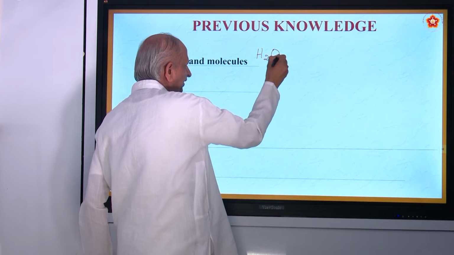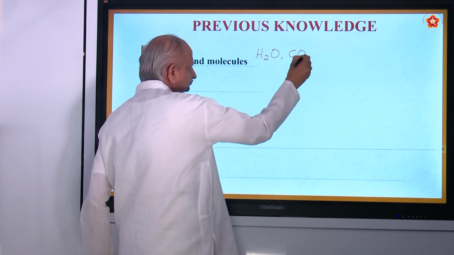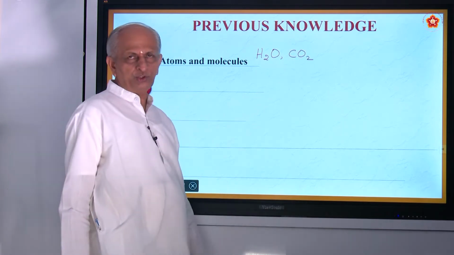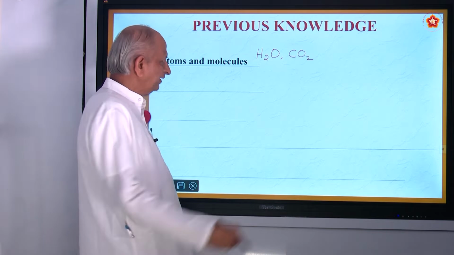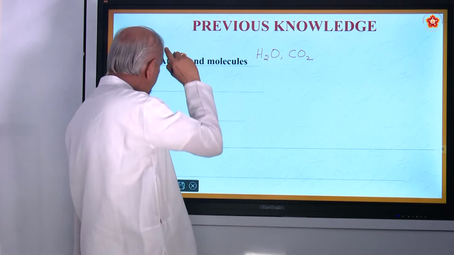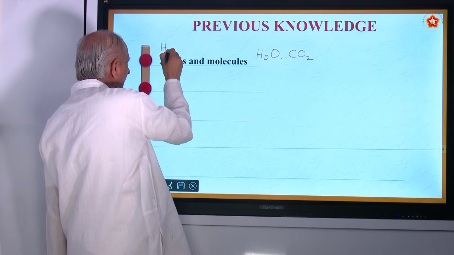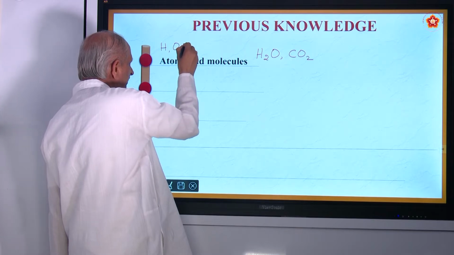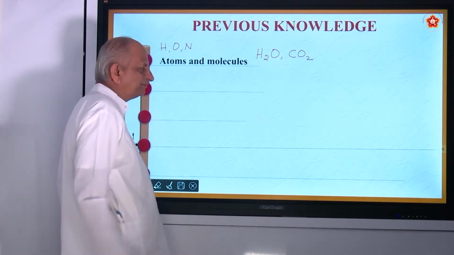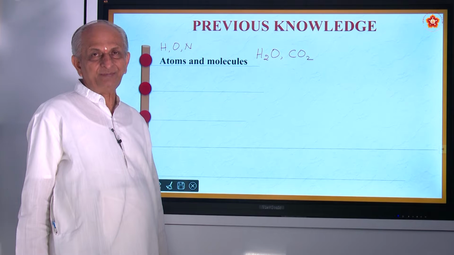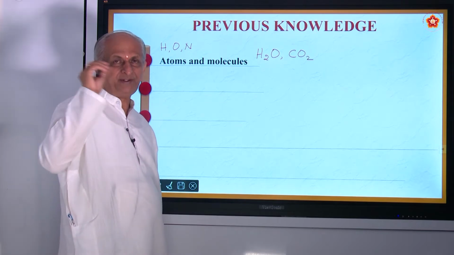And we say carbon dioxide, a molecule of carbon dioxide formed by carbon and oxygen. When you say atoms, it refers to elements like hydrogen atom, oxygen atom, nitrogen atom, etc. So, the smallest particle which has all the properties of the element.